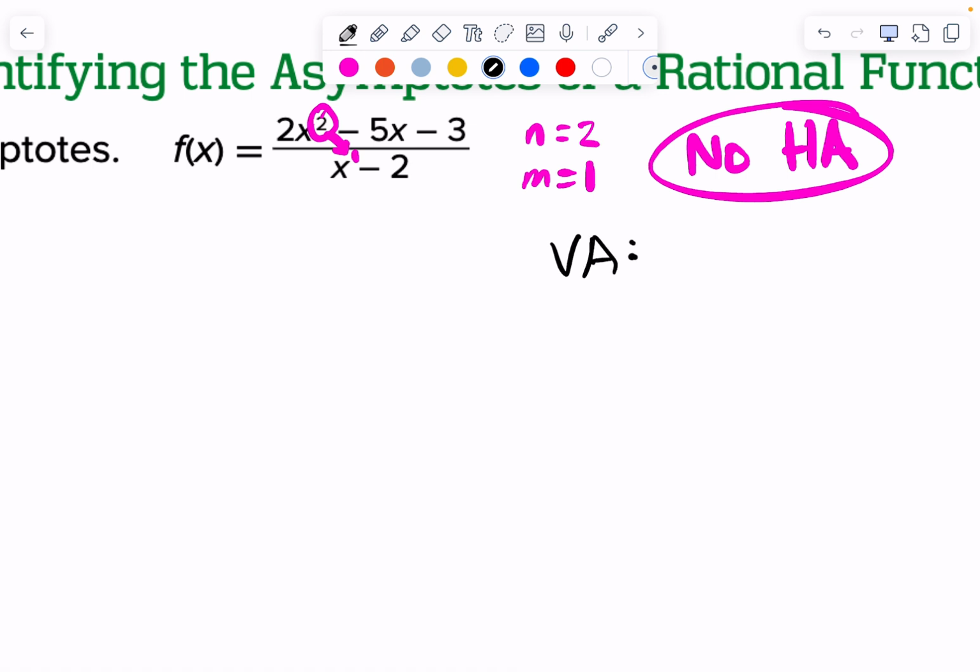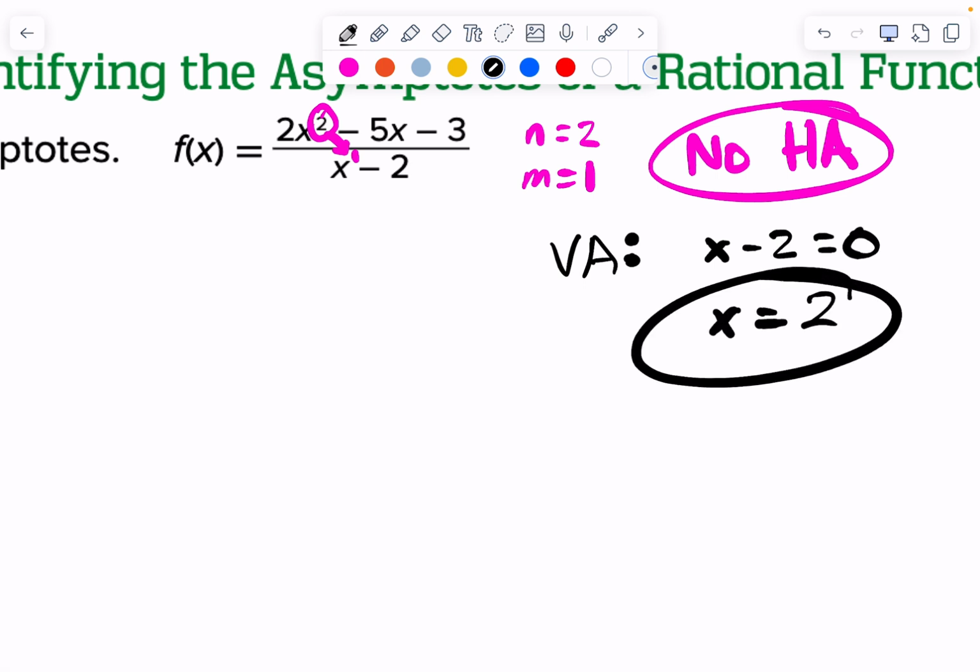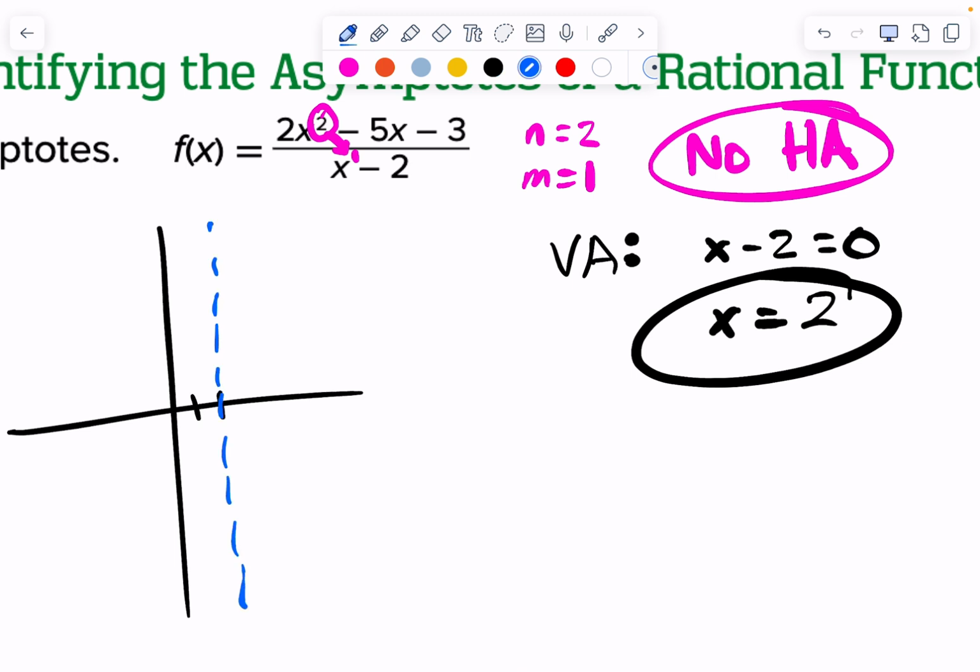Denominator equal to 0. Okay? My denominator is x minus 2. If I set it equal to 0, x equals positive 2 is my VA. So I have a function that looks like this, 1, 2, and it has a VA right here. Okay, that's what I have so far.